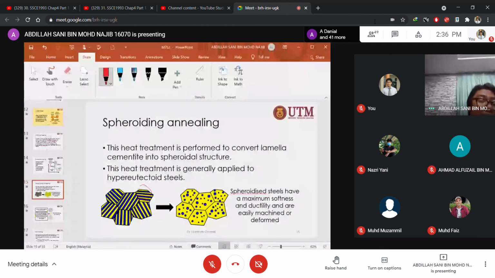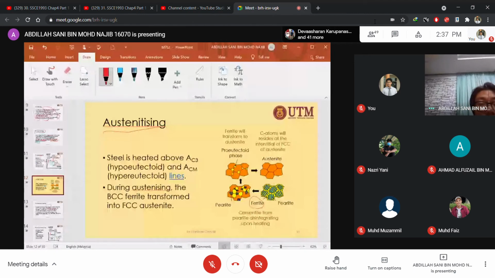How do we do that? We apply heat treatment. We heat just below the eutectoid temperature. You go back and see this eutectoid line, or temperature, also called the AC1 line. Just below this, we will have a spheroidizing effect on the pearlite. So the lamella becomes round shape. The cementite in the pearlite lamella will transform to spheroidal.